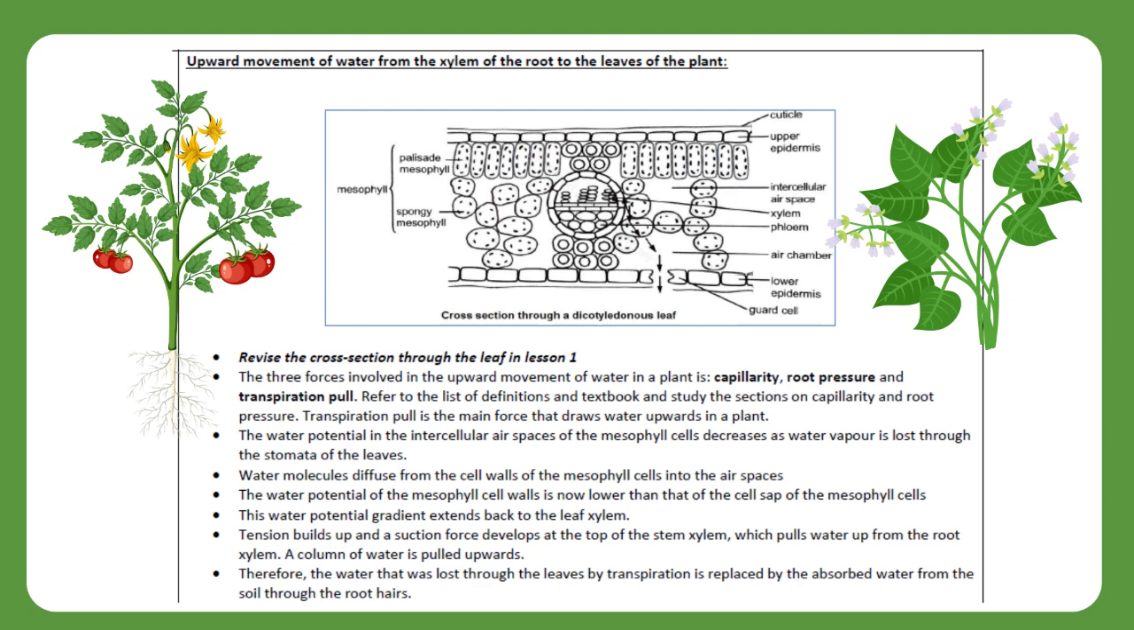Tension builds up and a suction force develops at the top of the stem xylem, which pulls water up from the root xylem. A column of water is pulled upwards. Therefore, the water that was lost through the leaves by transpiration is replaced by the absorbed water from the soil through the root hairs.